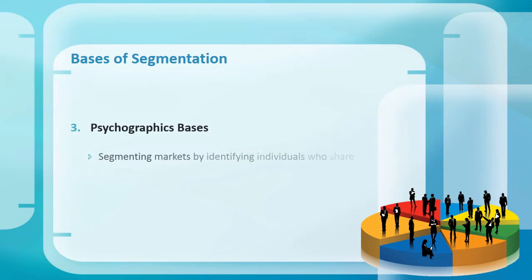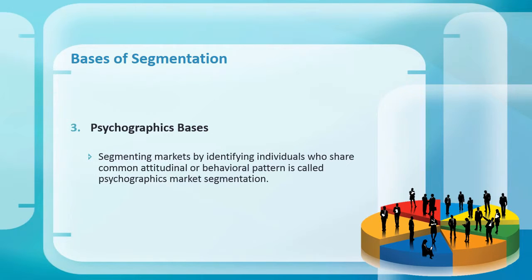Psychographic basis. Segmenting markets by identifying individuals who share common attitudes or behavioral patterns is called psychographic market segmentation. A college professor and a skilled laborer may be earning similar incomes. They may be of different ages and may have contrasting educational backgrounds, yet both may hold common attitudes toward numerous products.